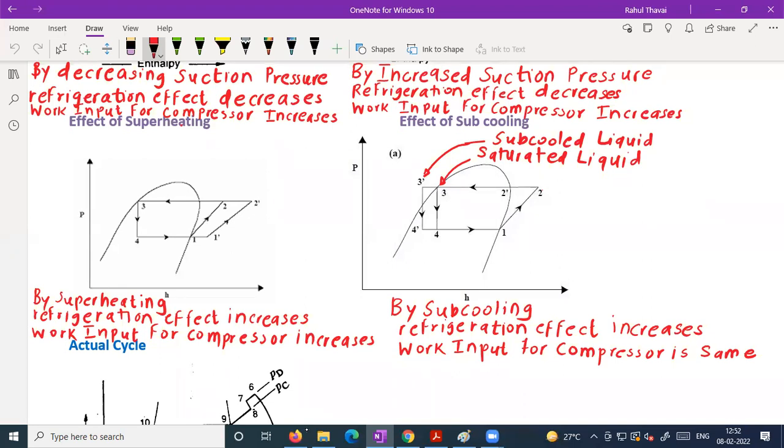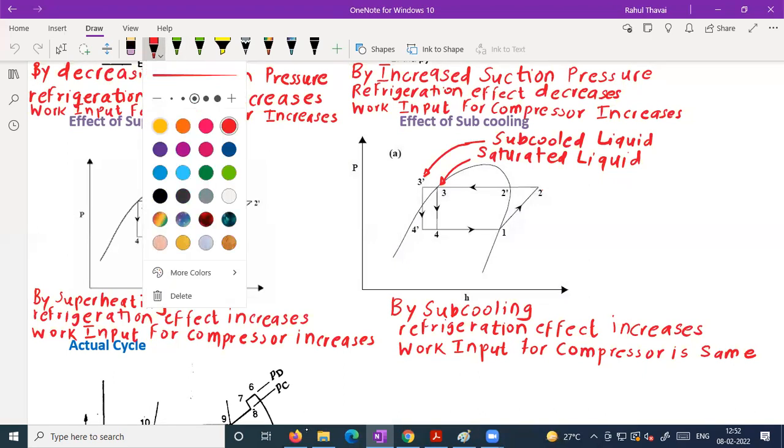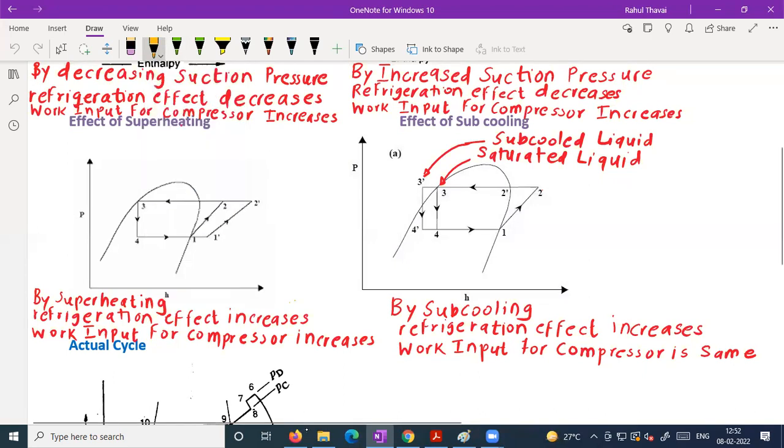Okay. So we found this subcooling to be more efficient in comparison with the superheating. Because see, whether it's superheating or subcooling, in both the cases, the refrigeration effect is increased. You can check that.